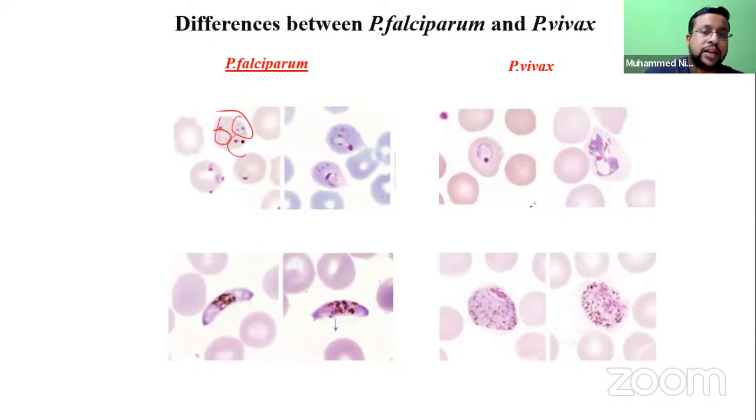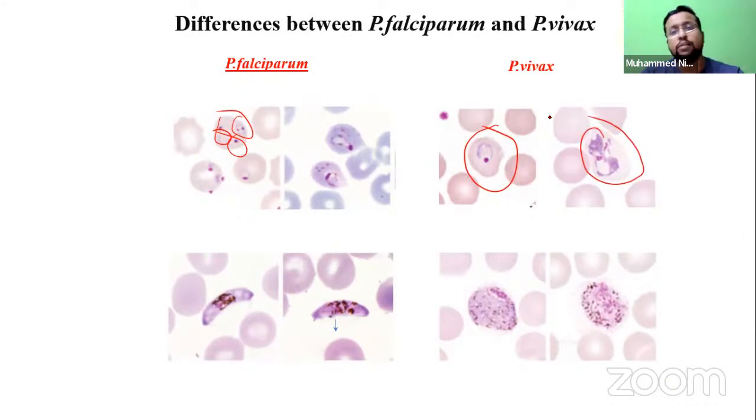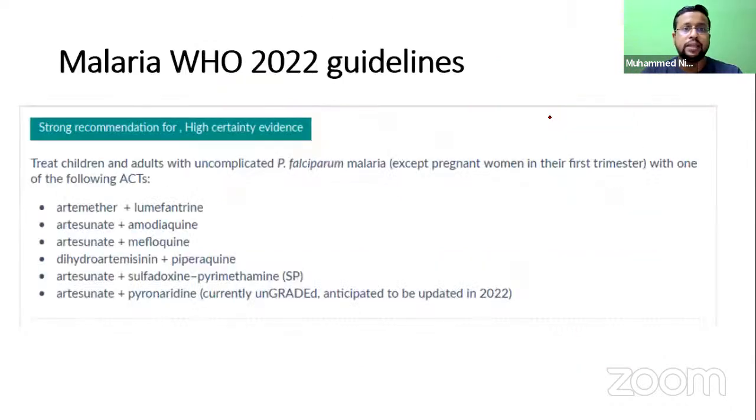So multiple ring forms can also be seen in a single RBC, which is typical of Plasmodium falciparum. On the other hand, in Plasmodium vivax, the ring forms are larger, and various forms, including amoeboid forms, can be seen in the peripheral smear. So from the description that I have received, I think it is Plasmodium falciparum. And what is the drug to be given?